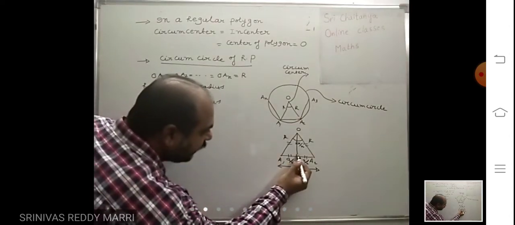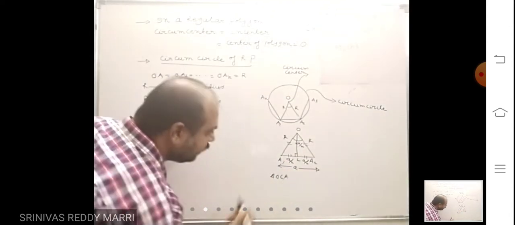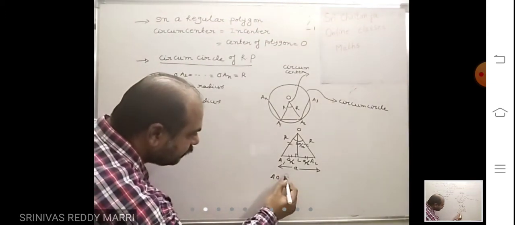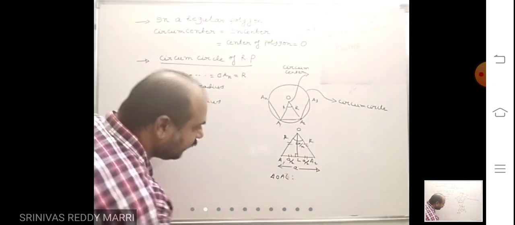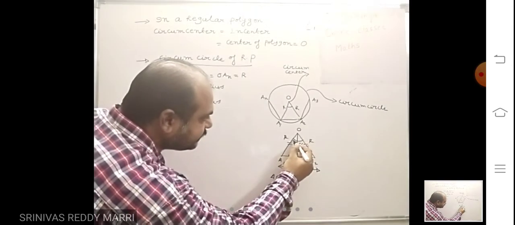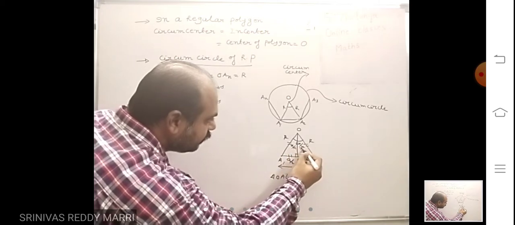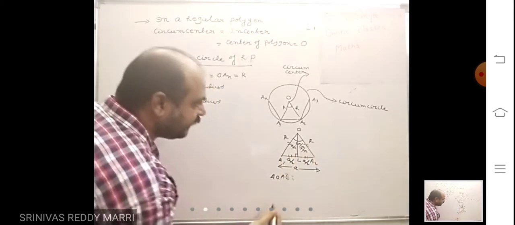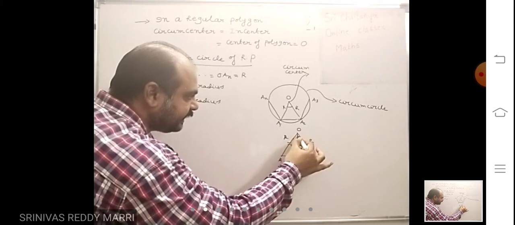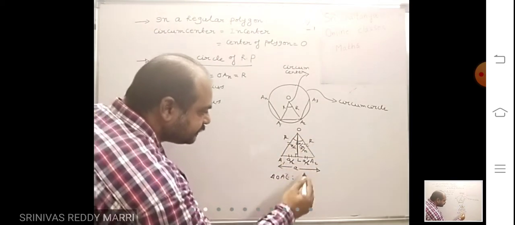Now if you look at the triangle OAL, this line will also bisect this angle. That means this angle will be pi by n. Because in an isosceles triangle, this is the vertical angle bisector. This is pi by n.